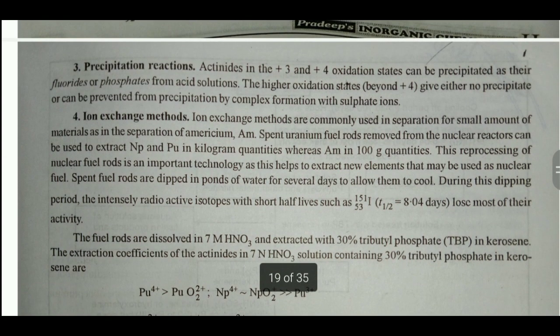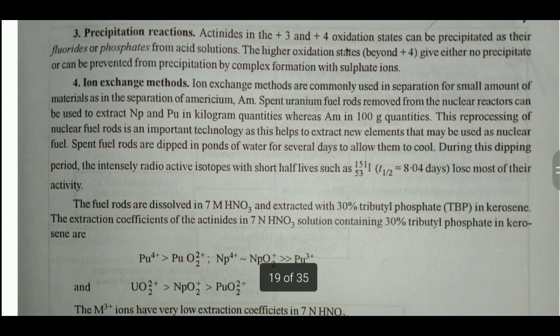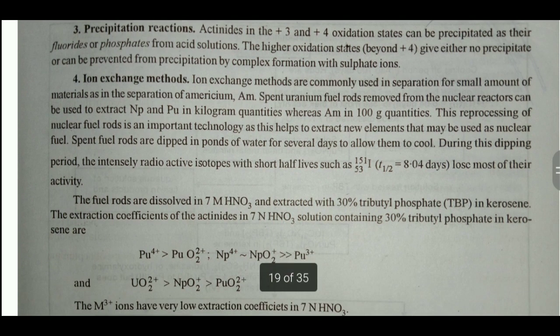Third, precipitation reaction. Actinides in the +3 and +4 oxidation states can be precipitated as their fluorides or phosphates from acid solutions. The higher oxidation states beyond +4 give either no precipitate or can be prevented from precipitation by complex formation with sulfate ions. Fourth, ion exchange methods. Ion exchange methods are commonly used in separation for small amounts of materials, as in the separation of americium Am.